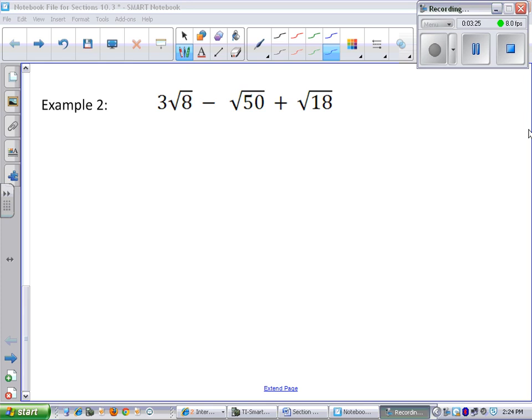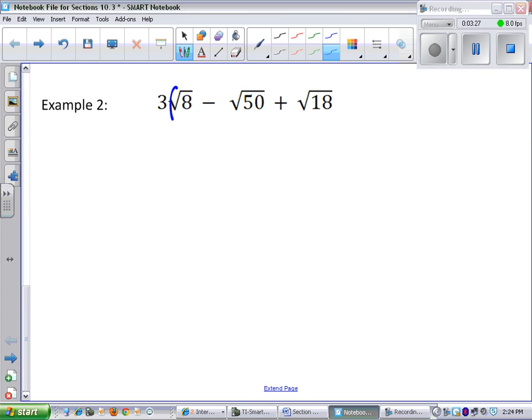I'm going to need to use my calculator or my list of square roots, perfect squares, to simplify the square root of 8 and the square root of 50 and the square root of 18. If I think of my perfect squares, 1 squared is 1, 2 squared is 4, 3 squared is 9, 4 squared is 16, and 5 squared is 25. I think that'll be high enough. So I will start off.